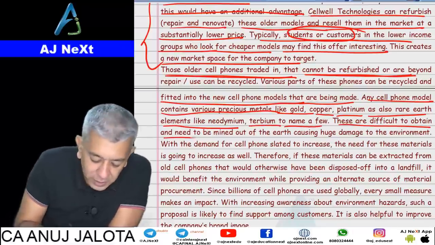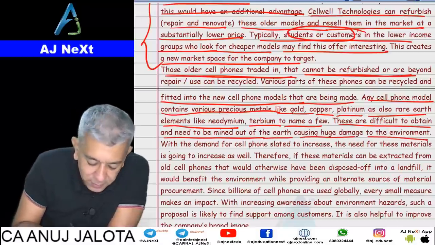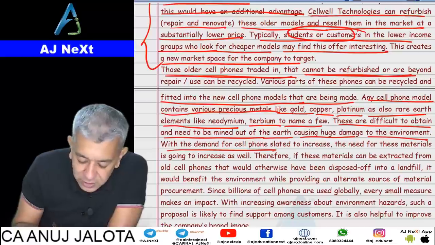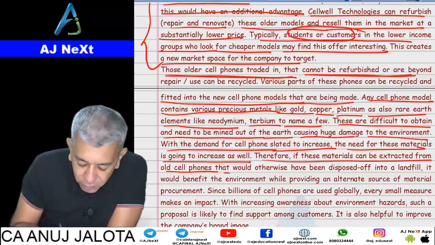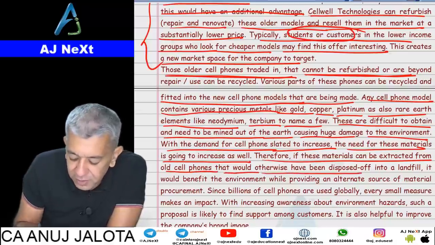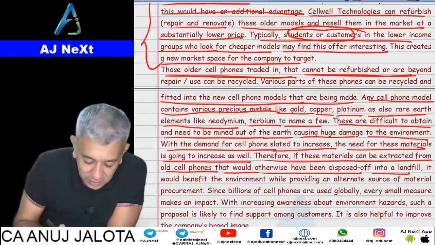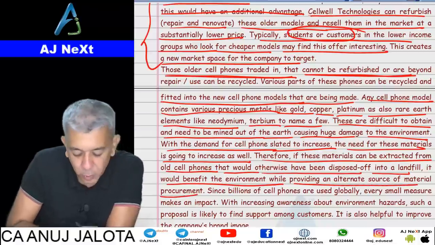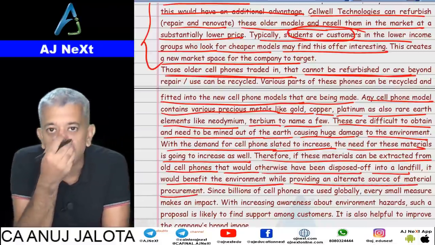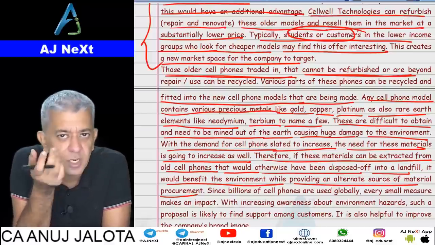They are difficult to obtain and need to be mined out of the earth, causing huge damage to the environment. With the demand for cell phones set to increase, the need for these materials is going to increase as well. Therefore, if materials can be extracted from these old phones that would have otherwise been disposed of into a landfill, meaning thrown into the garbage, it would benefit the environment while producing an alternate source of material procurement. What he is saying is that the phones we can refurbish, we will refurbish and start selling them off.